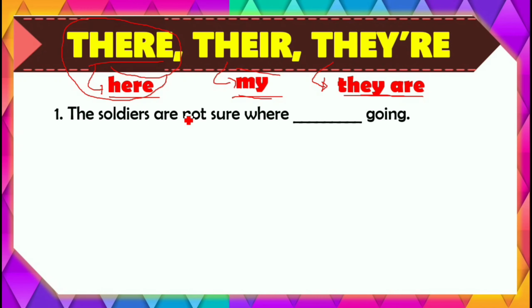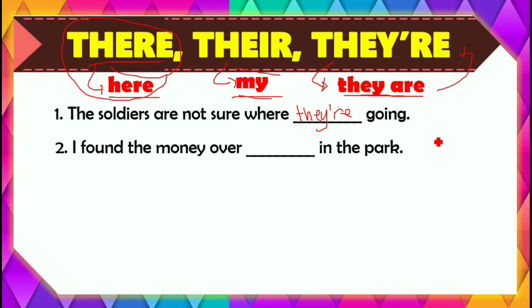Let's try number 1. The soldiers are not sure where blank going. Is it correct to say "The soldiers are not sure where my going"? Or "The soldiers are not sure where they are going"? Which do you think is the correct answer? So here our answer is they're, THEY apostrophe RE. The soldiers are not sure where they are going.